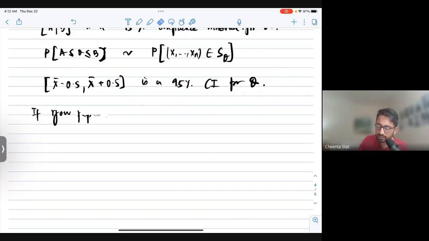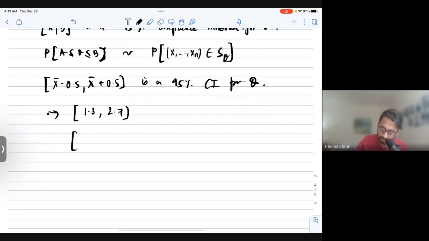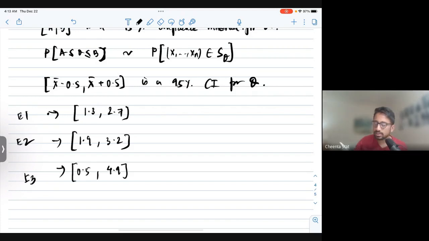So understand, for different x1, x2, ..., xn, every single time you will get a different interval. Let's say in the first one you will get 1.3, 2.7. In the second one, let's say 1.9, 3.2. In the third one, let's say 0.5, 4.9. Different sample, different experiment, you will get different outputs, right? So what does it mean that θ lies between this? It's not fixed, right? If we take the intersection of all of them, it may be disjoint. So what does it mean?